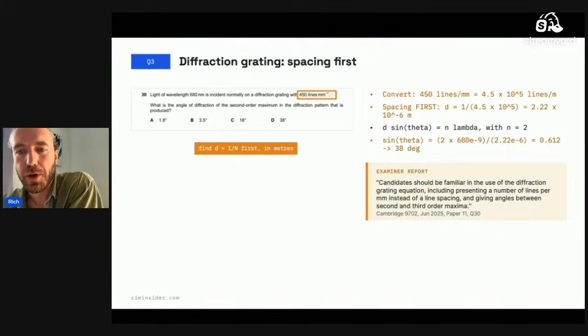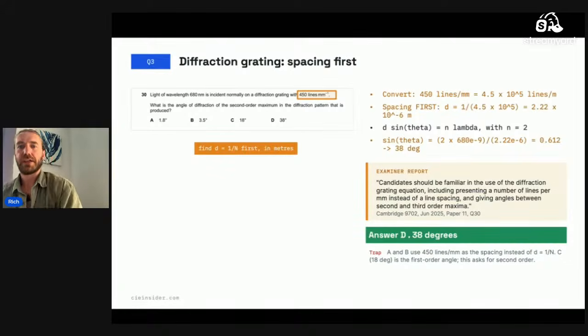Now, the examiner report said candidates should be familiar with the use of the diffraction grating equation, including presenting a number of lines per millimeter instead of a line spacing. Okay, and giving angles between second and third order maxima.